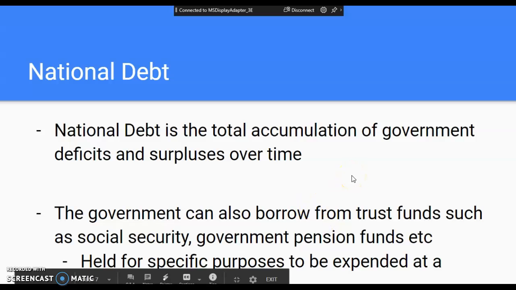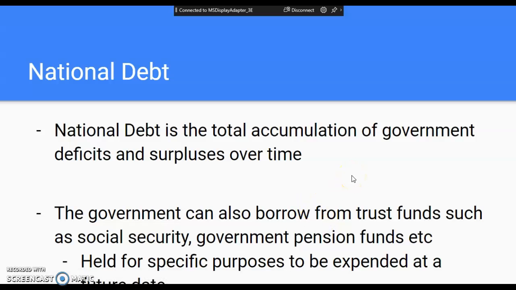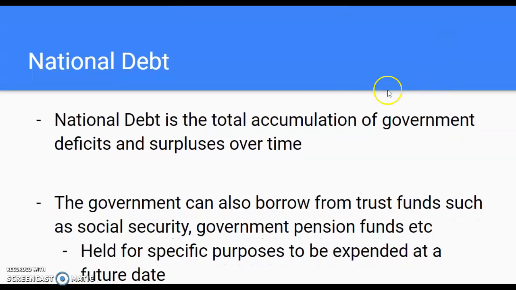So now we're going to switch gears and we're going to talk about debt. Remember, debt and deficit are different. So national debt is the total accumulation of government deficits and surpluses over time. So this is looking at how much money do we owe after a certain period of time. And so we're going to look at not only the deficits, but the surpluses as well and where that leads us.